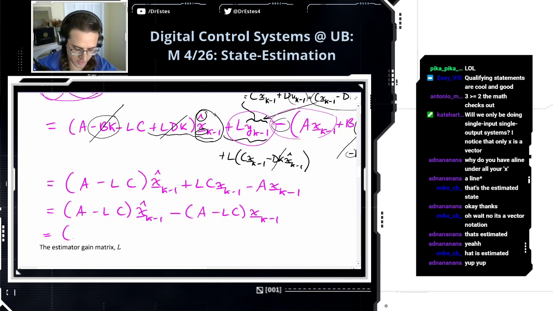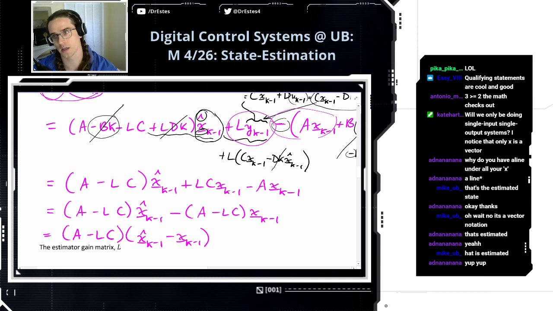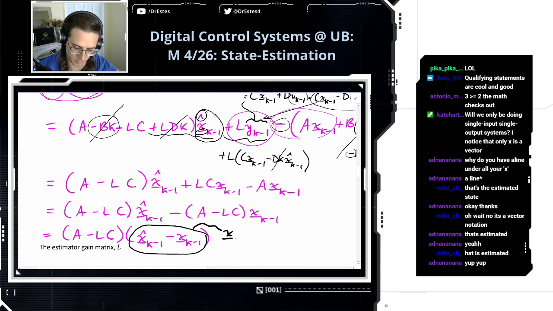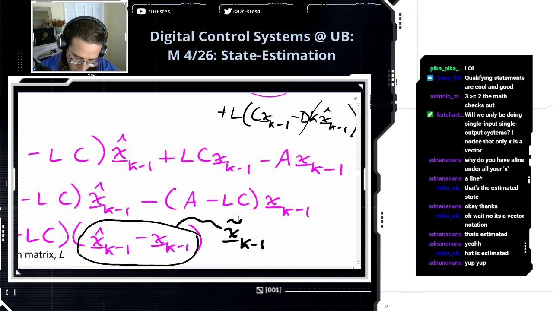So we can gather some terms, A minus LC times the difference between the estimated states and the true states at K minus one. And notice, what is this? This is just the state estimation error at the previous time step. So I'm going to put that little tilde, which means the error.